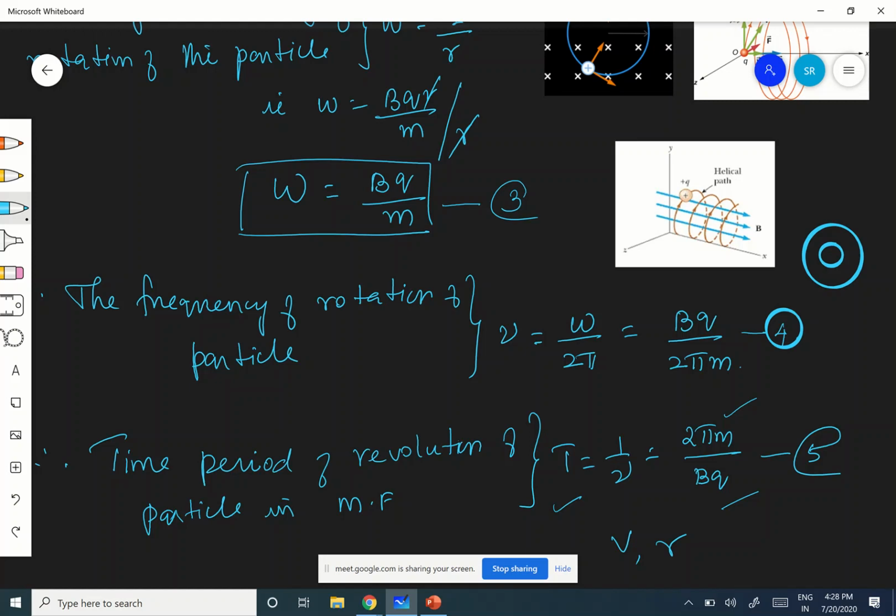Is it clear? This concept is very, very important. So this time period is independent of the velocity of the charged particle as well as the radius of the circular path. Can you give me how it is possible? One suggestion? Not an answer, a reason. Why is it independent of V and R? Can anyone say? Guess? Any guesses?